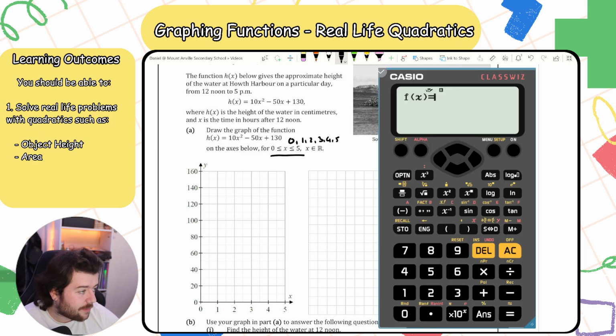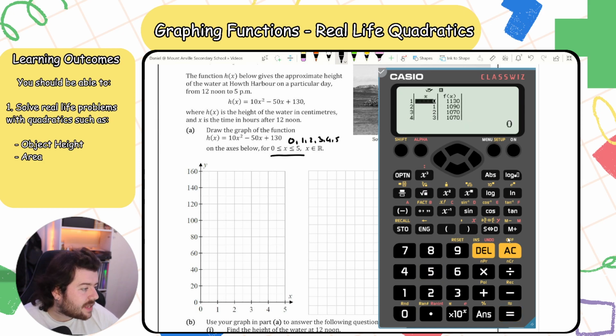I'm going to use my calculator. So I go here, I click menu setup. I go to table, click 3, type in my function. So it's 10x squared minus 50x plus 130. Then I'm starting with 0, ending with 5, and I'm going up in 1s.